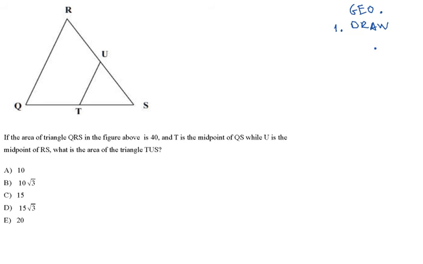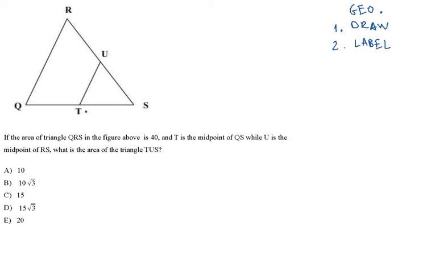Once you draw your figure, you should fill it up with information as much as you can. So step 2 when doing geometry is label. For example, let's start with the fact that here TS is the midpoint of QS, and U is the midpoint of RS.